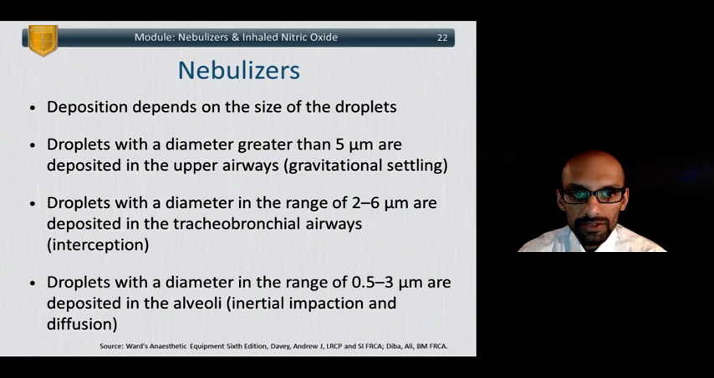With nebulizers, the deposition depends on the size of the droplets. Droplets with a diameter greater than 5 microns are deposited in the upper airways, and that's due to gravitational settling. Droplets with a diameter in the range of 2 to 6 microns are deposited in the tracheobronchial airways, and droplets with a diameter of about 0.5 to 3 microns are deposited in the alveoli. Since you get a range of droplet sizes, you can impact the entire tracheobronchial tree.